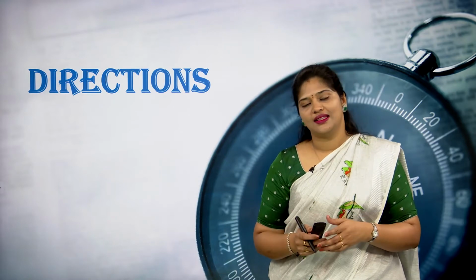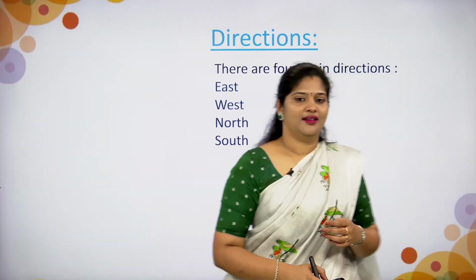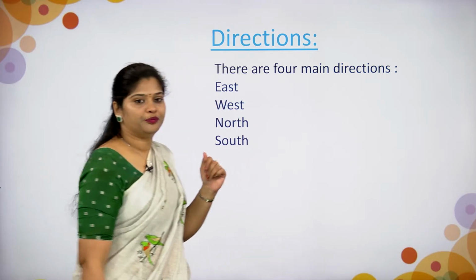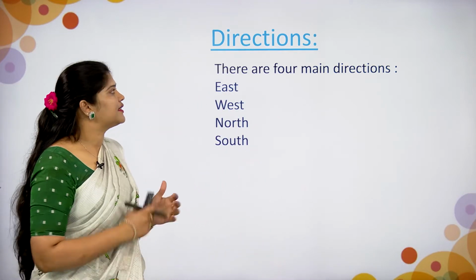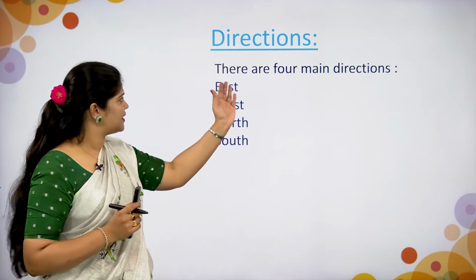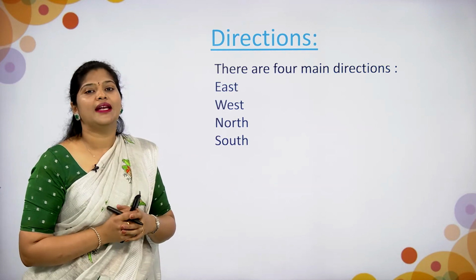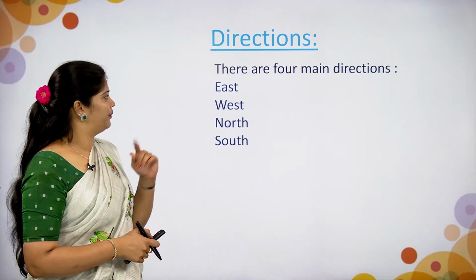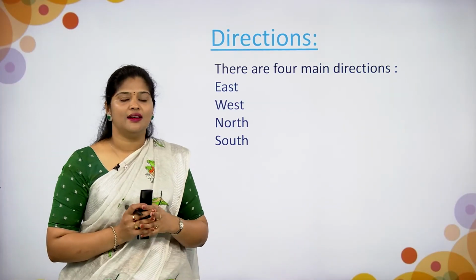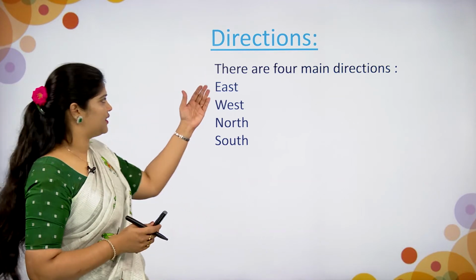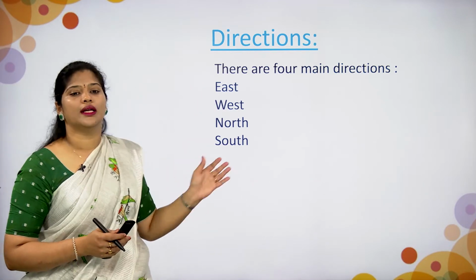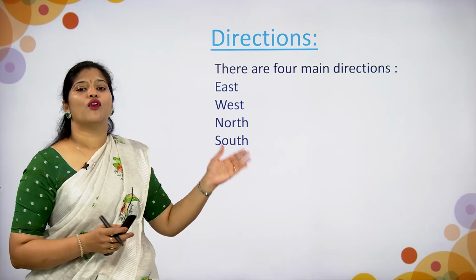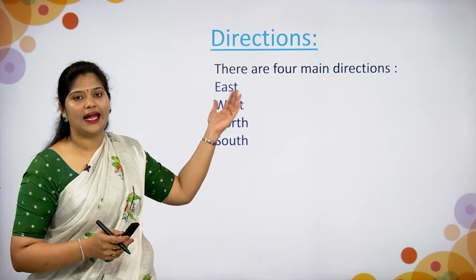How many directions are there? Just find out. What are directions? There are four main directions: east, west, north and south. See children, east, west, north and south. These are all four directions in our daily life.